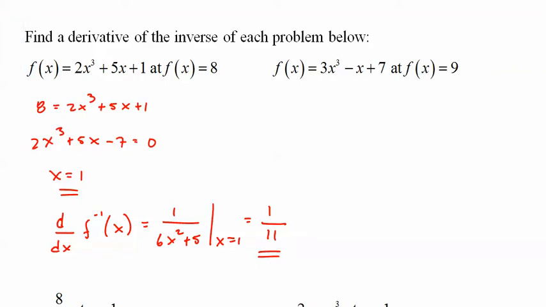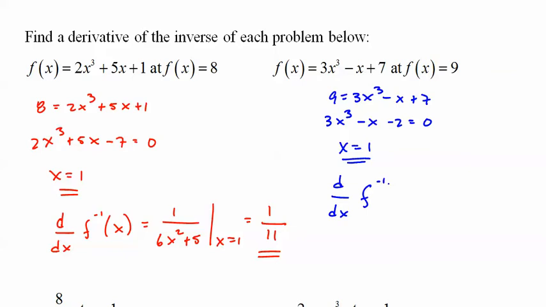This one, I think you're going to find x equals 1, 2. But again, I would graph it on my calculator. So we get 9 equals 3x to the third minus x plus 7. 3x to the third minus x minus 2 equals 0. 3 minus 1 minus 2. By inspection, x equals 1. I love that. By inspection, like I just happen to know that. d/dx of the inverse equals 1 over 9x squared minus 1, x equals 1, equals 1/8.